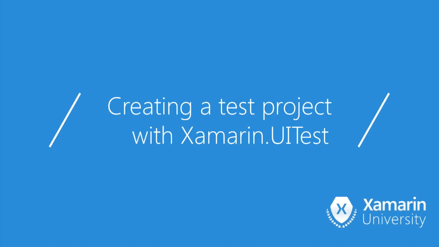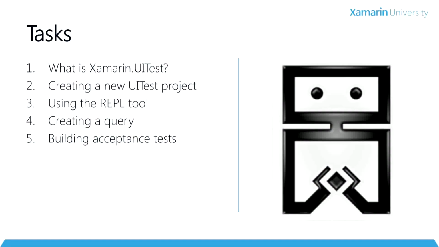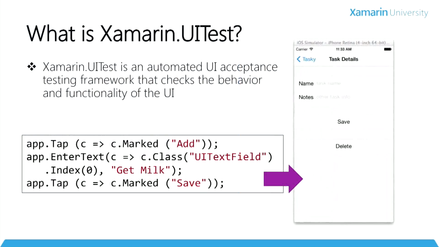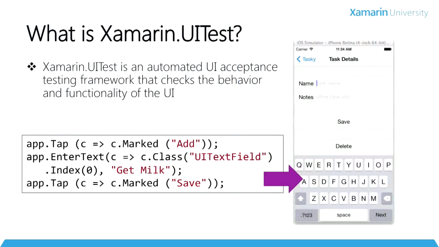So let's start by looking at how to create a UI test with Xamarin Studio and Visual Studio. We've got several things that we want to look at here. We'll start by defining what UI test actually is and how to create a UI test project. Then we'll look at one of the great interactive features of UI test, which is the REPL window. We'll use this to execute some basic queries and then put it all together to see how to create acceptance tests.